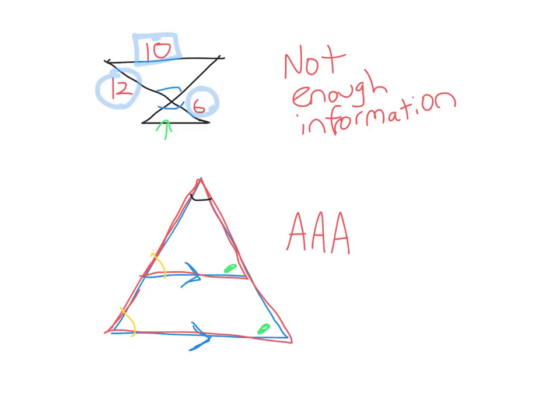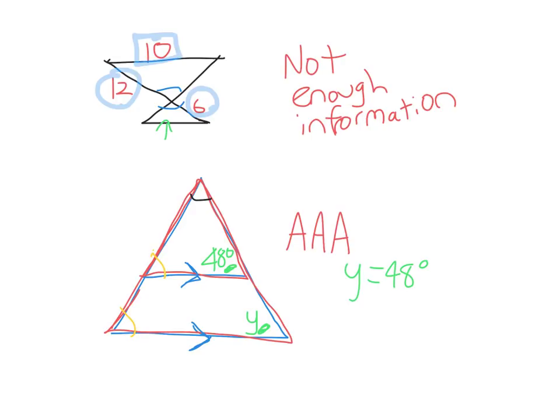So finding angles are really simple. For example, if I told you that this angle here was 48 degrees and I said find the angle here, well, that's actually really simple. They are corresponding angles and they must be equal.